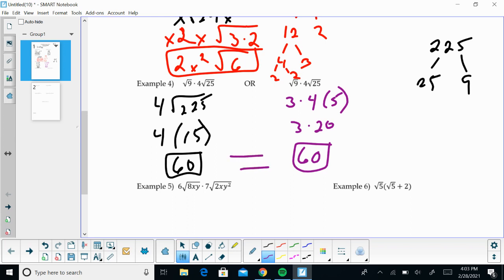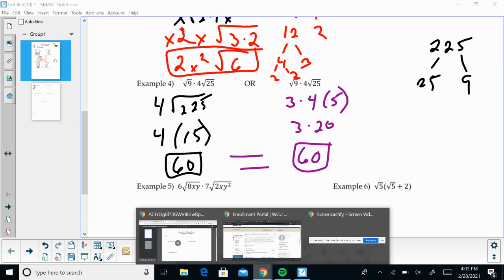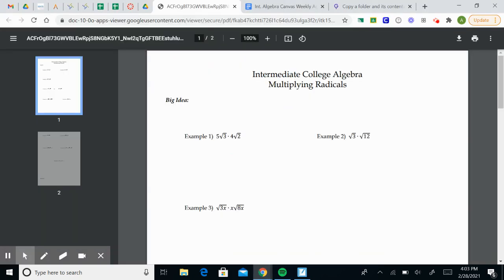Notice that I get the same answer either way. It's just a matter of, did I catch the simplification first or not? And that's the gist of multiplying radicals. Don't worry though, we're going to come back and do some more examples.